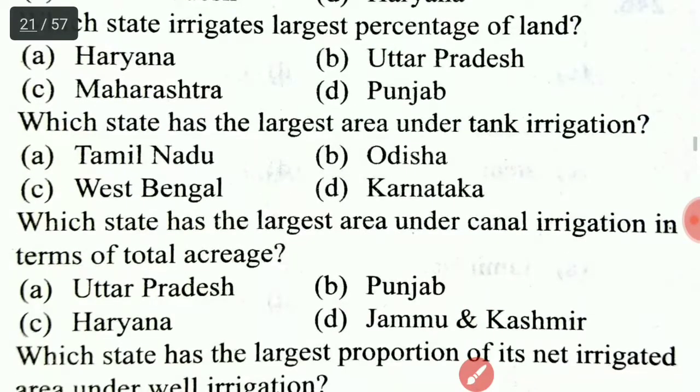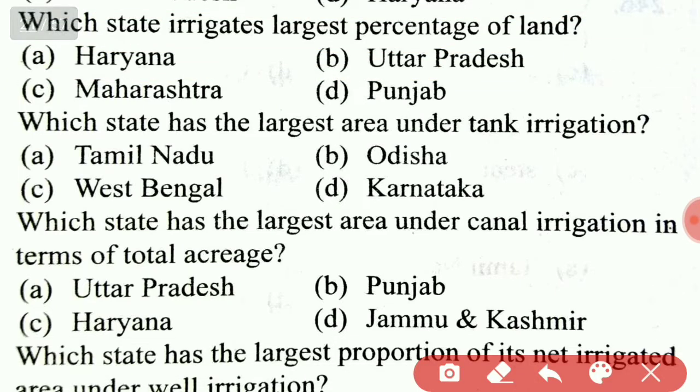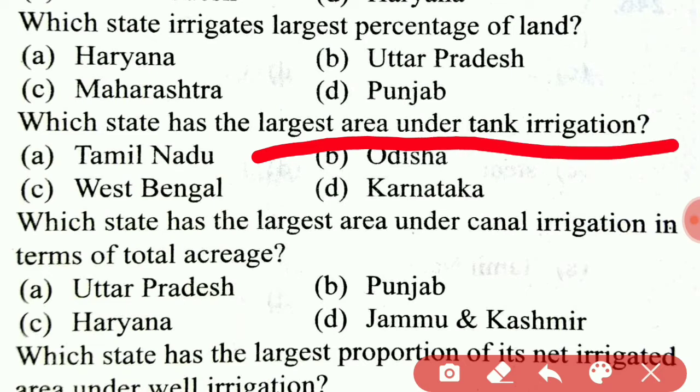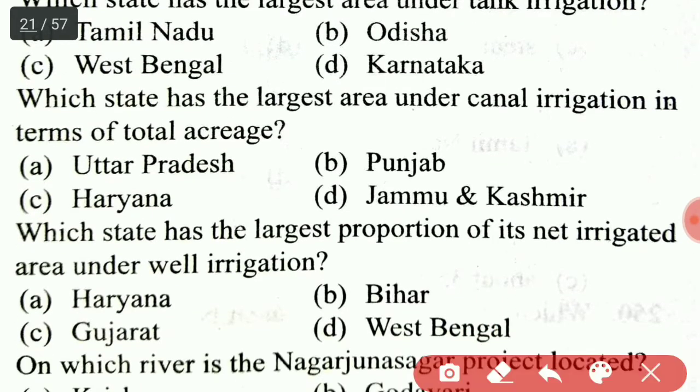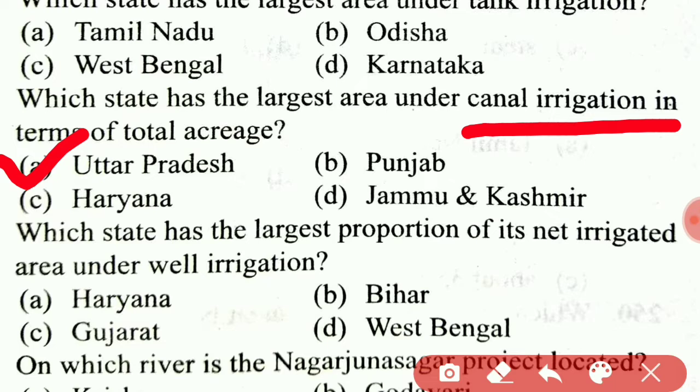Next question, which state has the largest area under tank irrigation? That is option A, Tamil Nadu. Next question, which state has the largest area under canal irrigation in terms of total areas? Right option is option A, Uttar Pradesh.